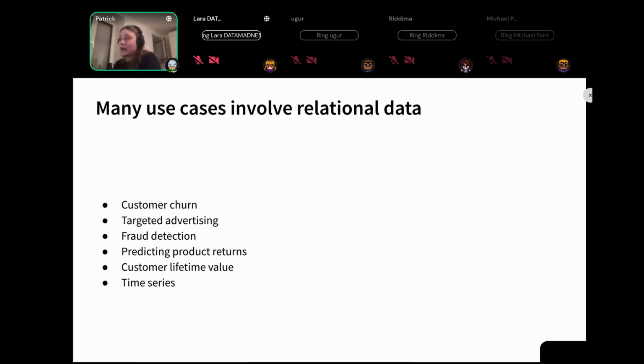Finally, you have something like customer lifetime value. You want to predict how much money we as a company are going to make on that customer in the future. Obviously, if this is a very valuable customer, maybe we'll treat them differently.